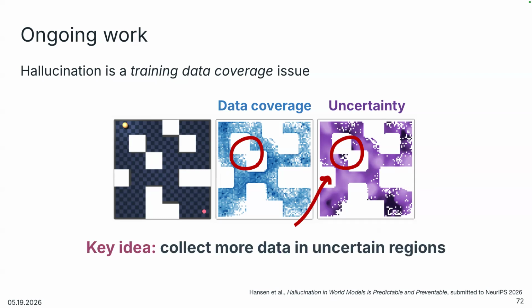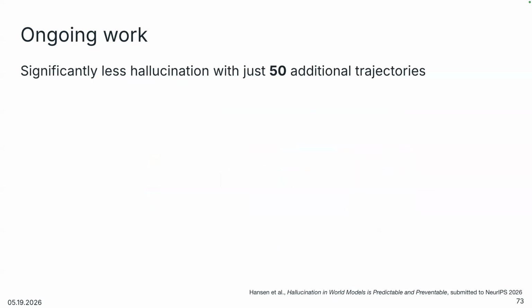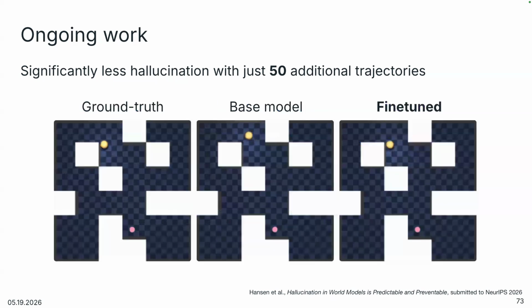So the key idea in this work basically is to try to predict when the model is uncertain and then just collect more data in those regions. And we find that even with just as little as 50 trajectories, we can, in most of these tasks, significantly reduce the hallucinations that these models are making.